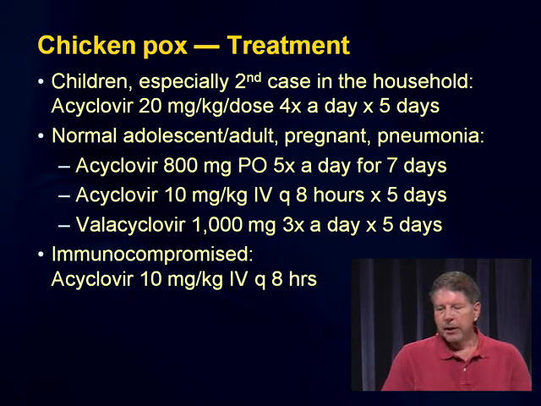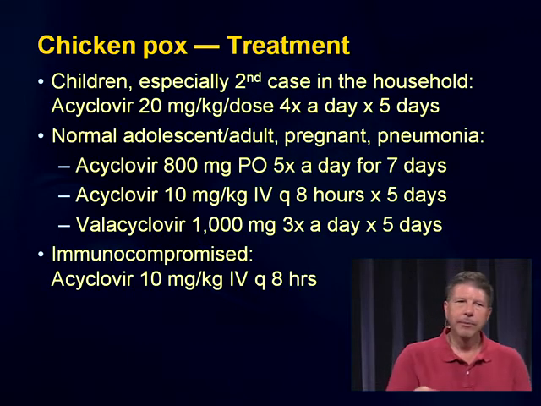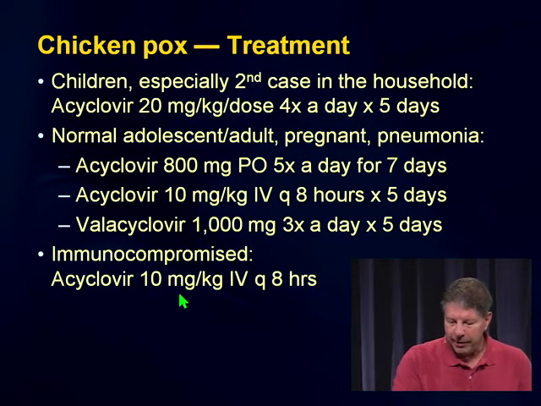Treatment. The first kid in the house, we don't worry about. Second case, there's some data saying they have a worse case, so treat them with acyclovir. Pretty much, though, an adolescent or an adult you're going to treat. Just give them the oral acyclovir or valacyclovir. A pregnant woman you're definitely going to treat, probably with oral therapy if she's not that sick. And then if you're immunocompromised or get very sick, use IV acyclovir.